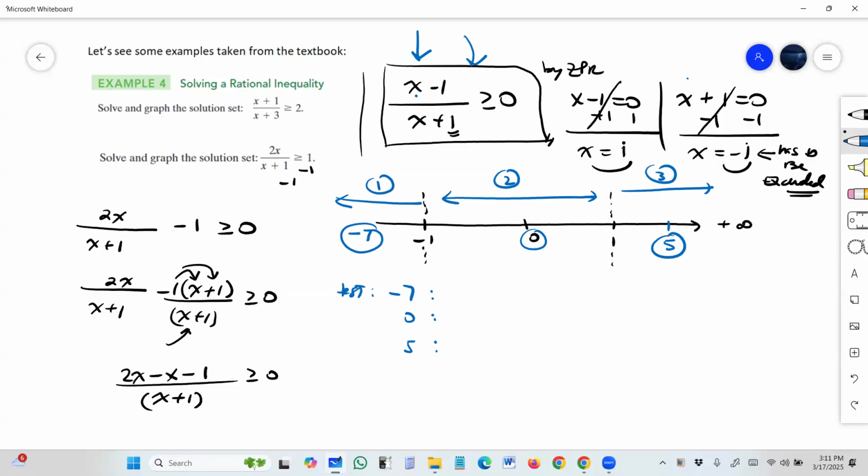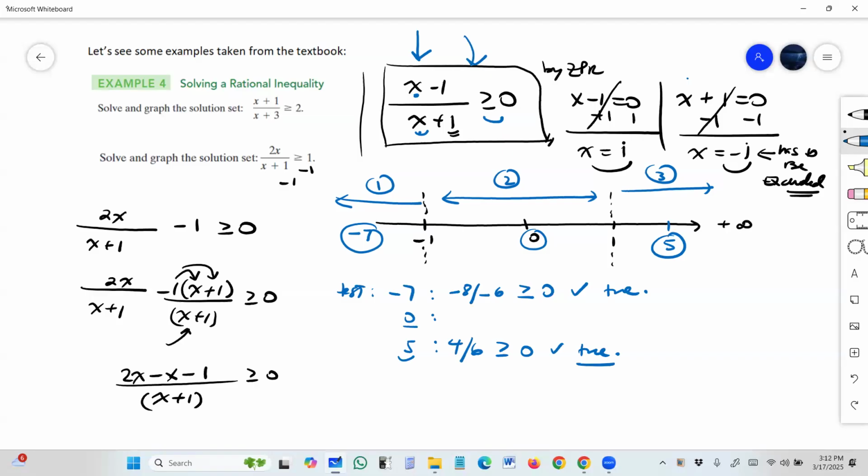So let's see. -7 minus 1 is -8. -7 plus 1 is -6. Write the symbol and see if this is true. The two negatives cancel each other, and I have 8/6. Yes, it's positive. So this is a solution in that interval. Now I'm going to check the 5. All right, so again, 5 minus 1 is 4, over 5 plus 1, 6. Is it greater than 0? Yes, it is true. So there's also a solution here.